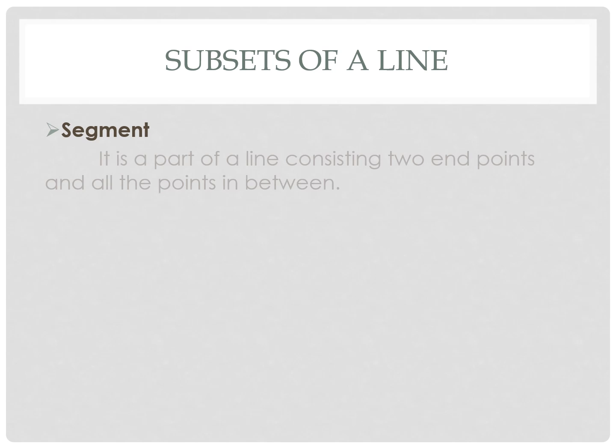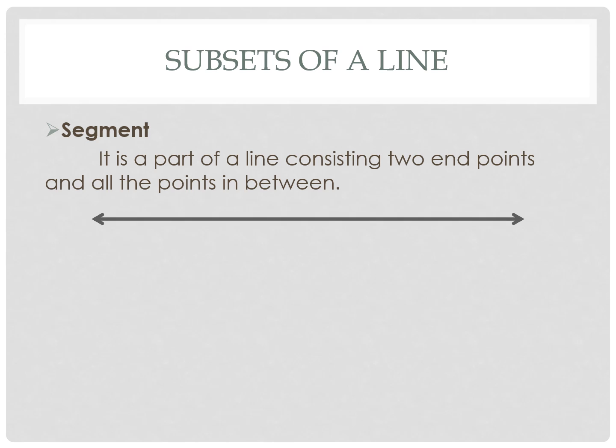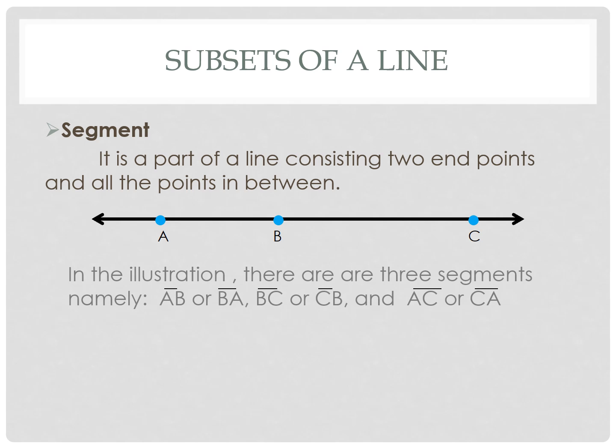Now let's talk about the subsets of a line. The first one is a segment. It is a part of a line consisting of two endpoints and all the points in between. Now look at the illustration. In the illustration there are 3 points, namely point A, point B, and point C. From these points, we will be able to form three segments, namely segment AB or segment BA, segment BC or segment CB, and segment AC or segment CA.